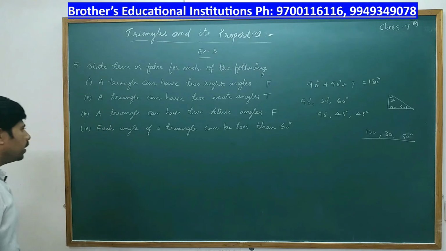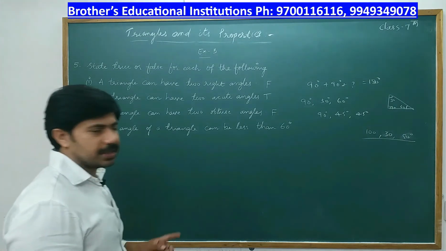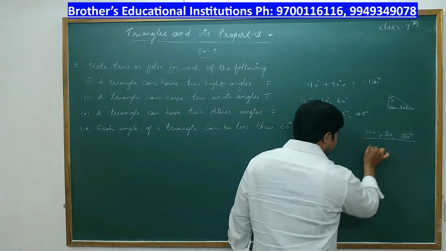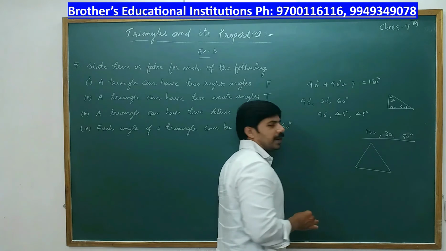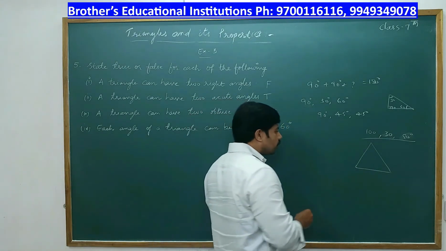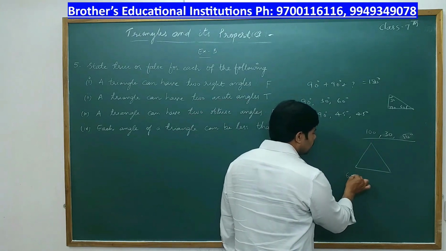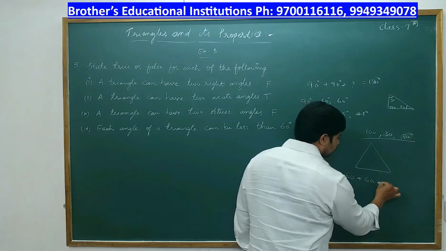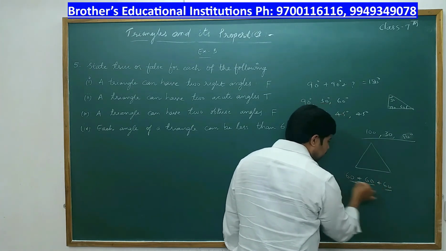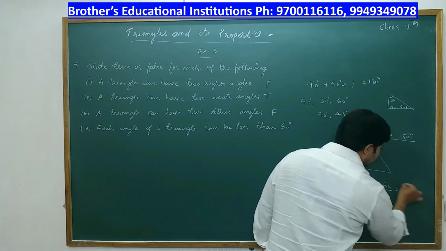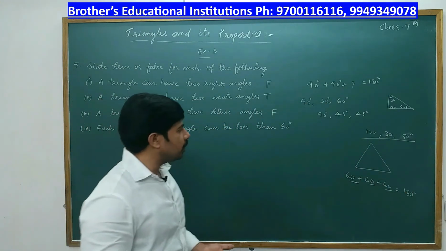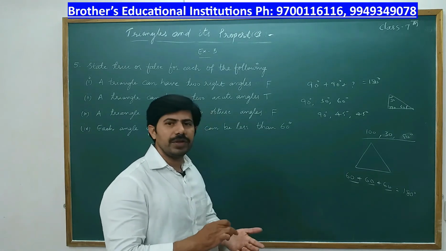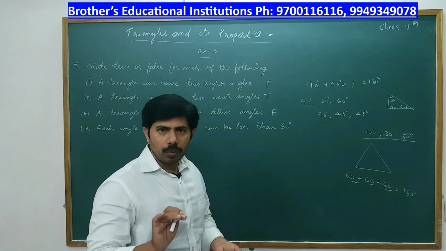Right? Then next, each angle of a triangle can be less than 60 degrees. See, this is mentioning each. If each angle is less than 60, it is not possible to form a triangle. The reason is, the sum of the angles is 180. If each angle is 60 only, this will become 180. If each angle is 40 or 50, it won't reach 180. 50, 50, 50, if you add up, you'll get 150.